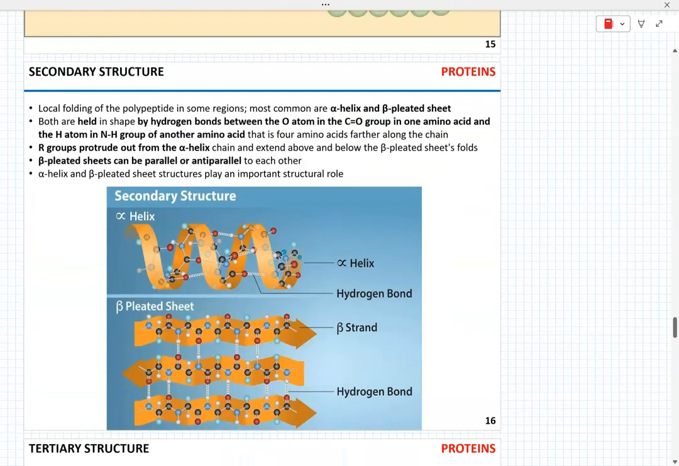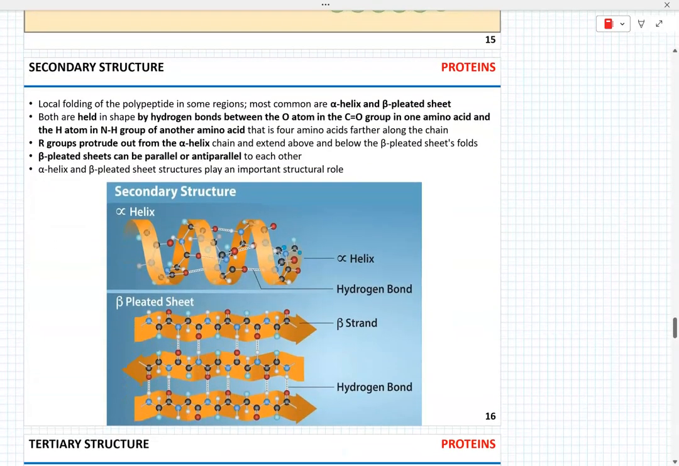Interactions between the oxygen atom in the carbonyl group of one amino acid and the hydrogen atom in the NH group of another amino acid facilitate a folding of the polypeptide, essentially forming its secondary structure. So, secondary structure is the local folding of the polypeptide chain in some of its regions.